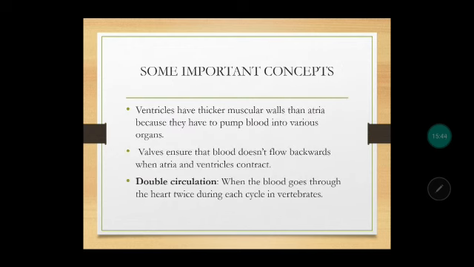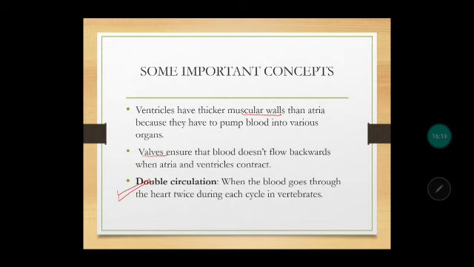Now some important concepts while we were discussing the human heart. Ventricles have thick muscular walls. Why? Because they have to pump blood to various organs. That is why they have to be muscular. Secondly, valves are also present in the heart which ensure that the blood doesn't flow backwards, because there is contraction and relaxation of muscles, so the blood should not flow backward. Then a very important term for your boards, double circulation, means the blood goes through the heart twice during each cycle.